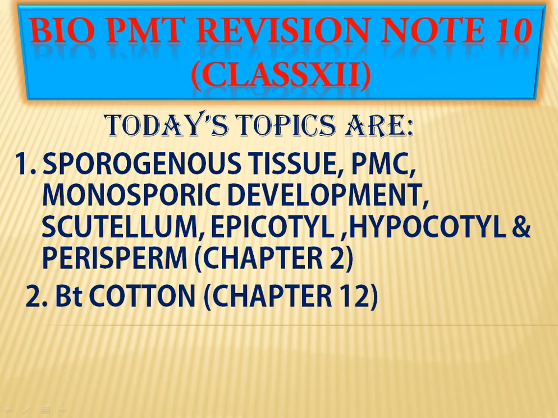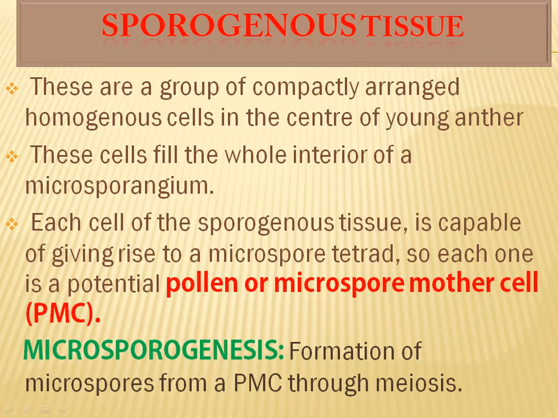First one is sporogenous tissue from chapter 2, that is sexual reproduction in flowering plants. Sporogenous tissue are a group of compactly arranged homogeneous cells in the center of young anther. These cells fill the whole interior of a microsporangium. Each cell of sporogenous tissue is capable of giving rise to a microspore tetrad. So, each one is a potential pollen mother cell or microspore mother cell.